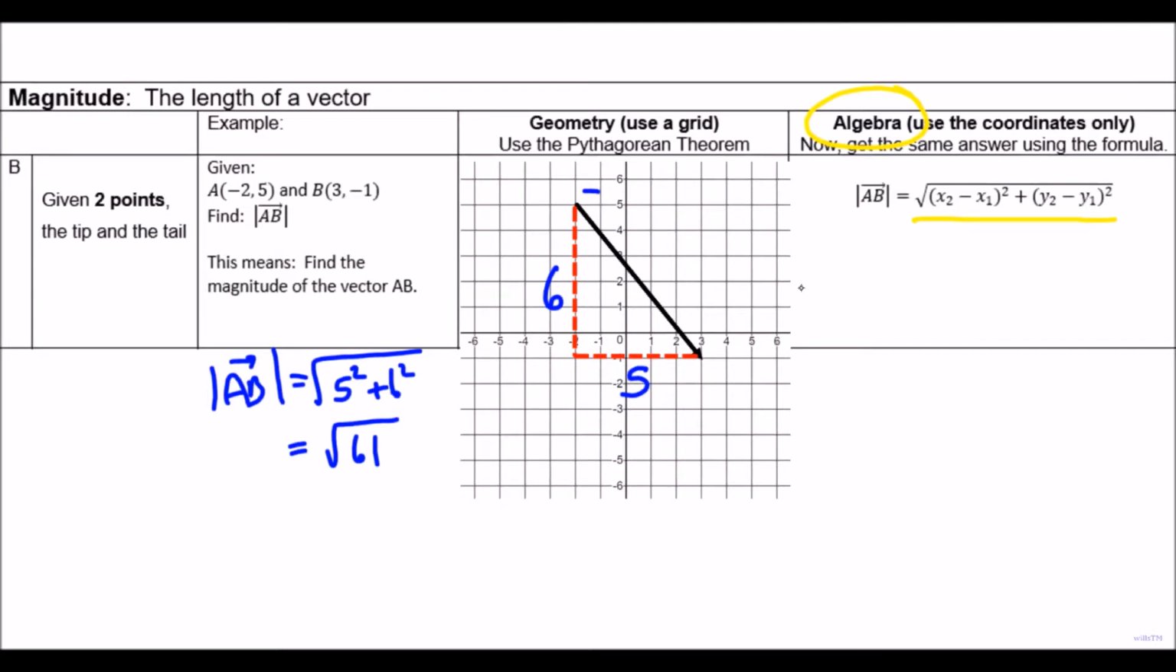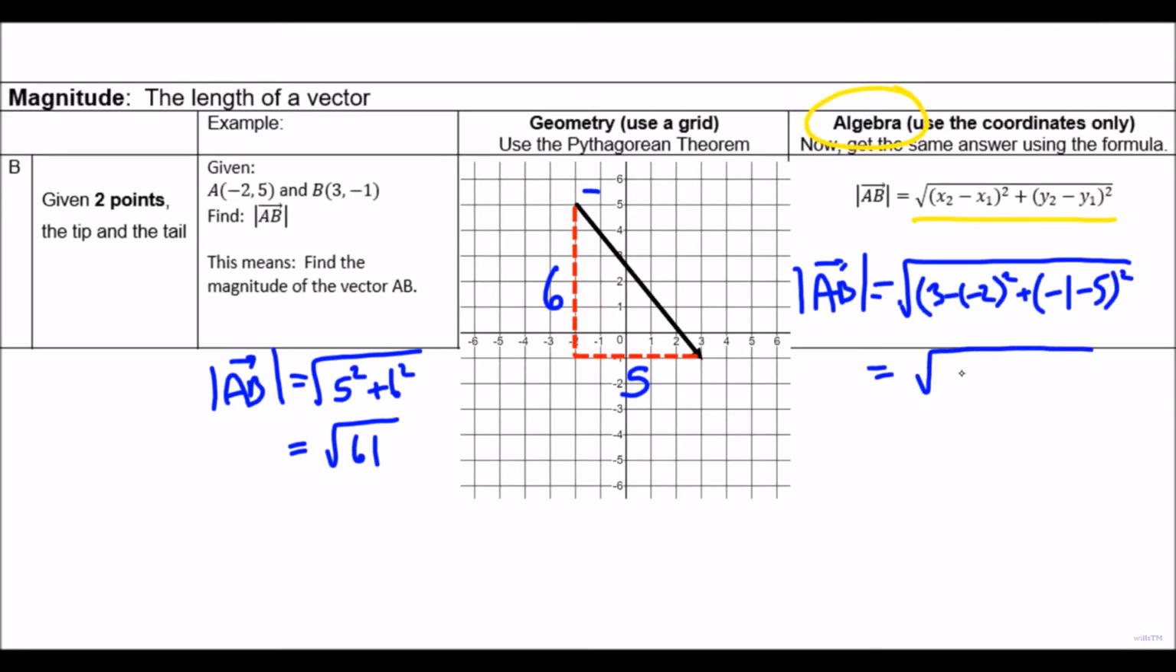So what do I have here? The magnitude of AB is equal to the square root of (x2 minus x1) squared plus (y2 minus y1) squared. We defined x2, x1, y2 and y1 before. So it's going to be 3 minus -2 squared plus -1 minus 5 squared. So here I'm going to have the square root of 5 squared plus -6 squared, which is 25 plus 36, so the square root of 61. So geometrically and algebraically, there we go.